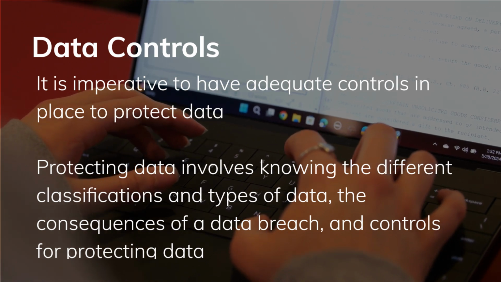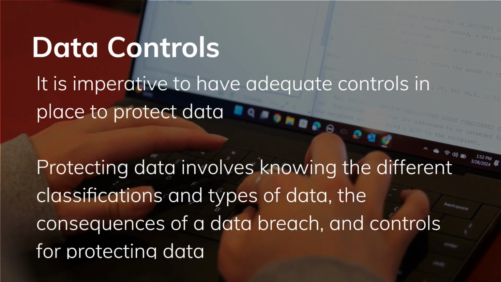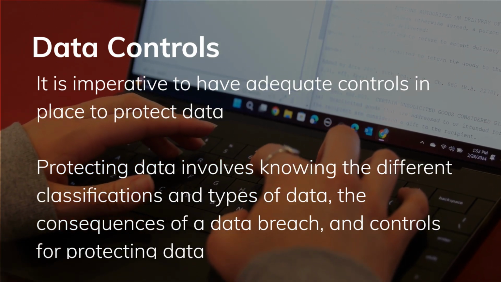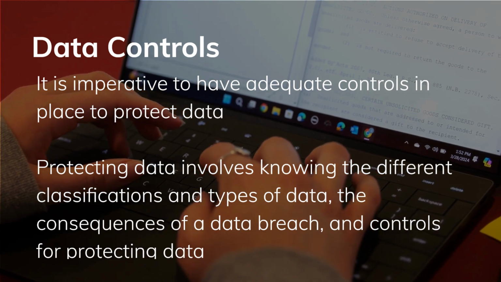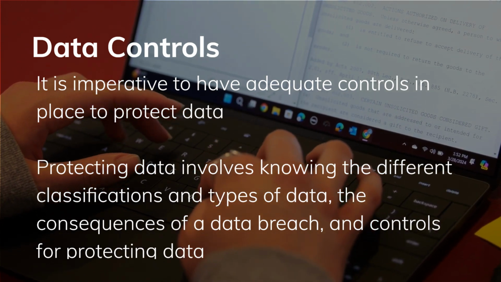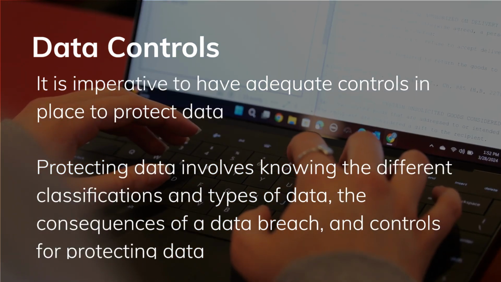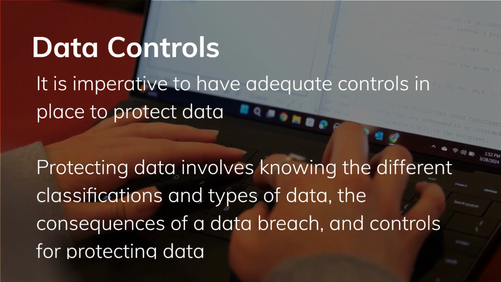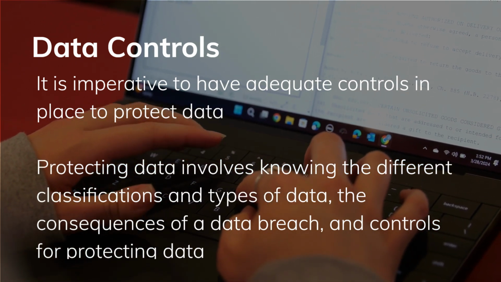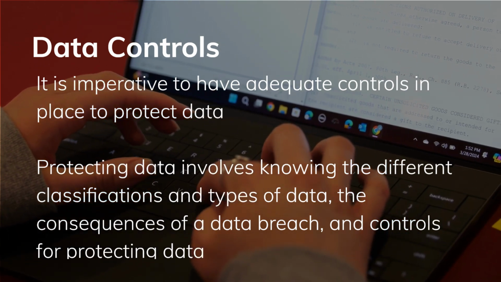Controls for protecting data. Various controls can be put in place to safeguard data effectively. These include access controls, ensuring that only authorized personnel have access to sensitive data. This can involve the use of strong passwords, multi-factor authentication, and role-based access controls. Encryption, encrypting data both in transit and at rest to protect it from unauthorized access and interception.